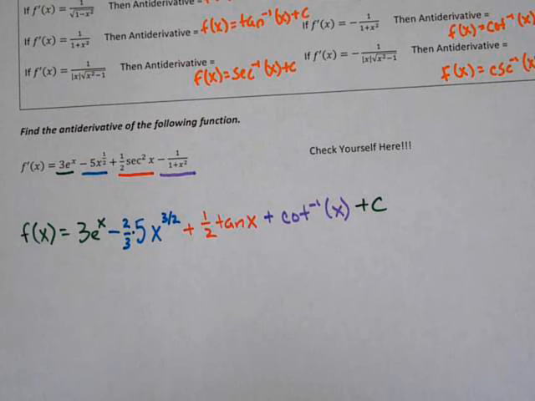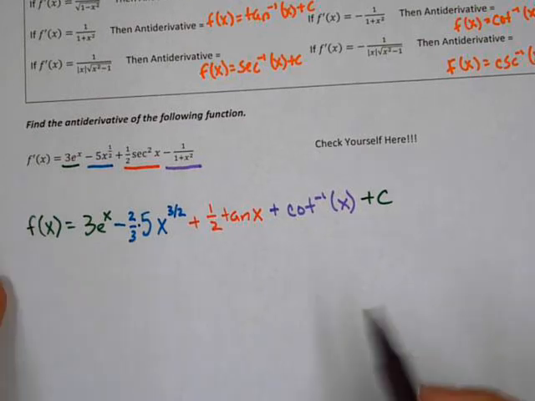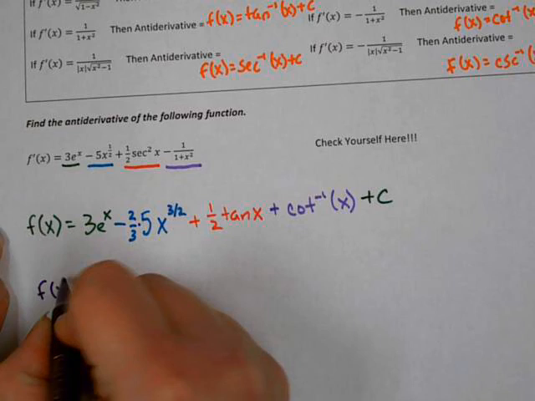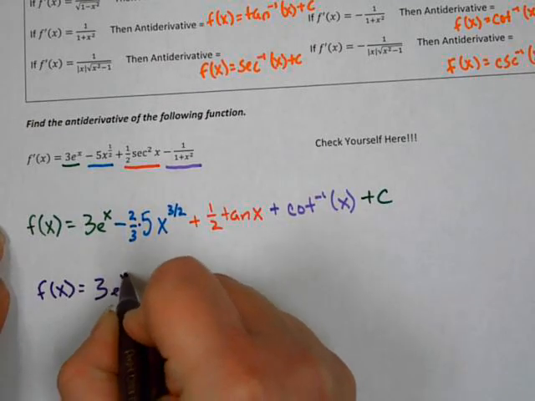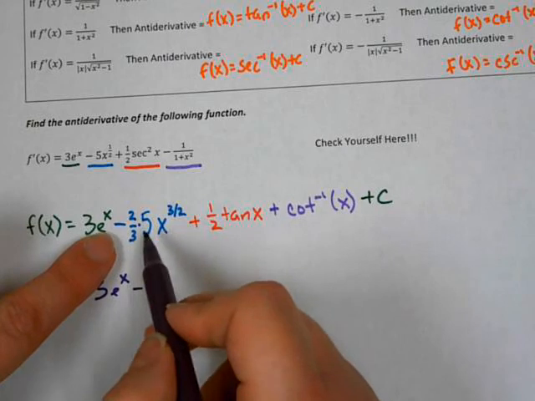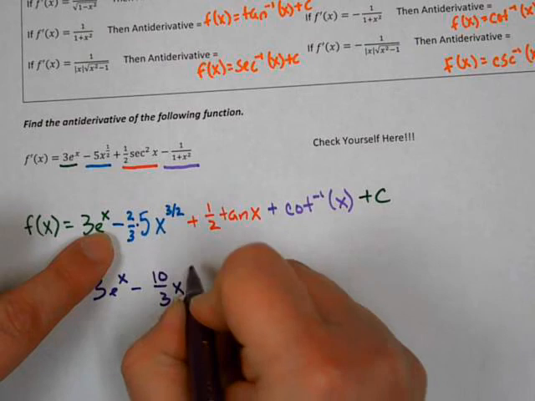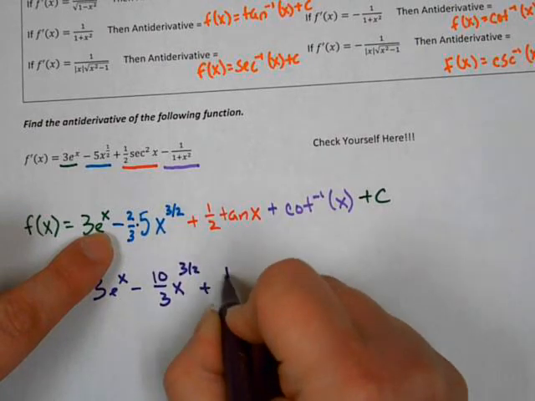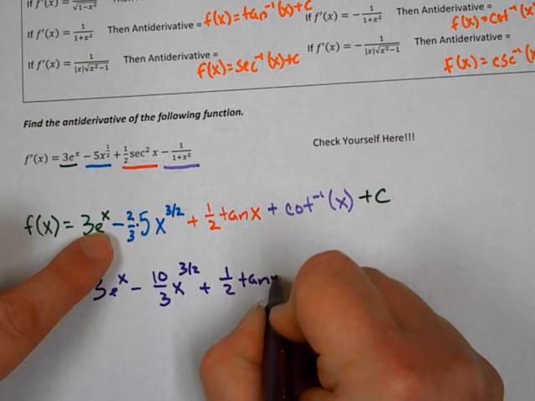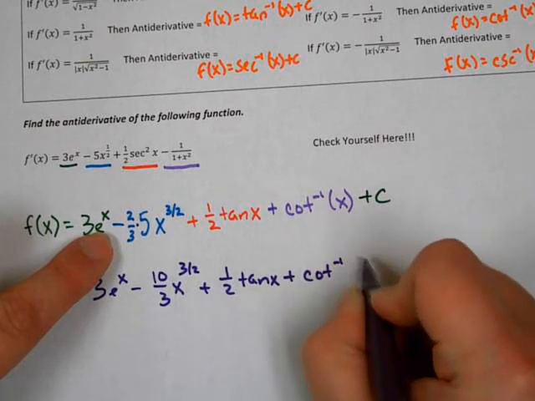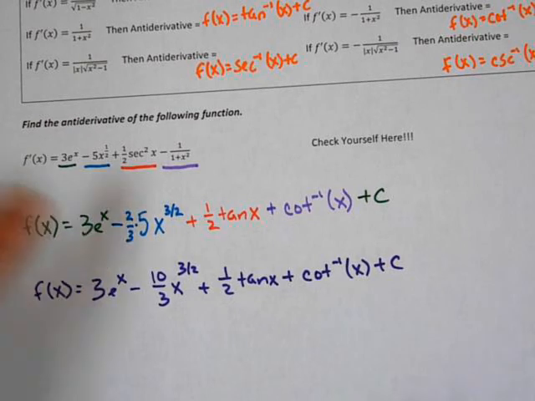Now it does say to check yourself over here on the right. I like to do it underneath my function, because then I can kind of see how each piece plays out. So let's go ahead and take that derivative really fast and make sure that we are correct. Oh, and actually, I need to simplify that. So let's do that first. So f of x is going to equal 3 times e to the x minus 10 over 3 x to the 3/2 plus 1/2 tangent of x plus the inverse cotangent of x plus some constant c.